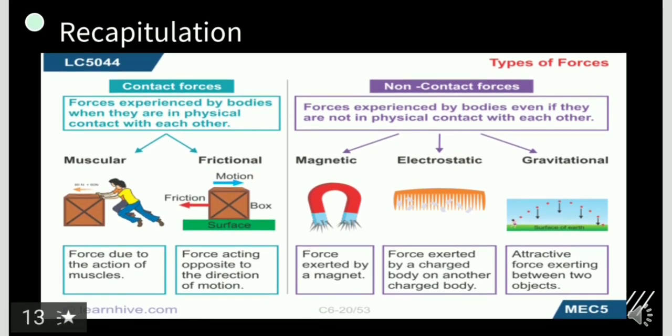So let's recapitulate what we have learned in this one. We have learned types of forces. There are two types: contact forces and non-contact. Contact forces are experienced by bodies when they are in physical contact with each other. Non-contact forces are those where physical contact is not needed. Contact forces: muscular, wherein muscles are in action. Frictional, an opposing force, and it works against the movement of the object. Magnetic, exerted by magnets. Electrostatic, by charges. Gravitational, between any objects, but with Earth, we know it very well, that it's well known for its gravity.